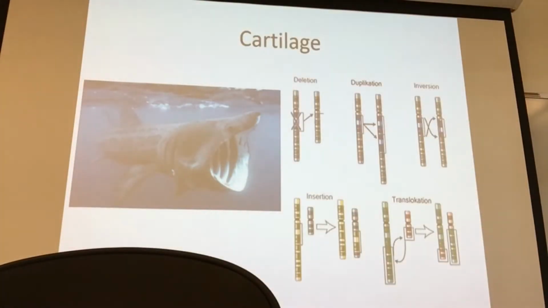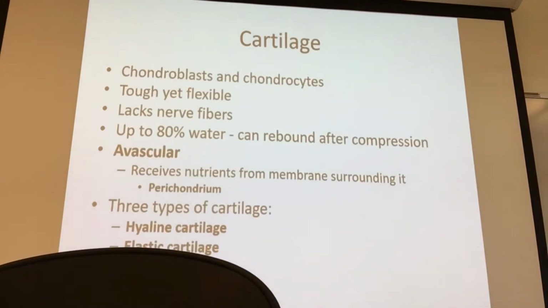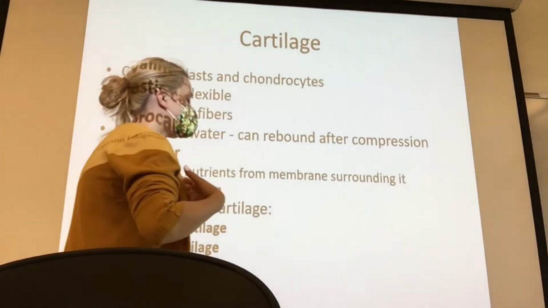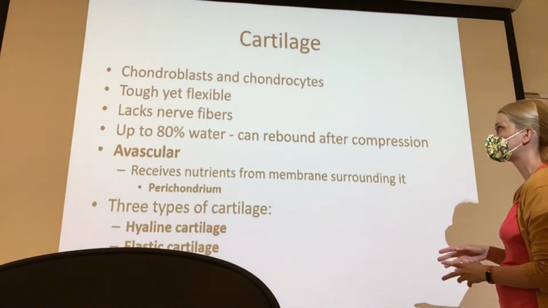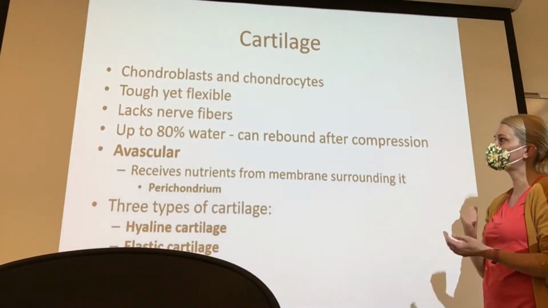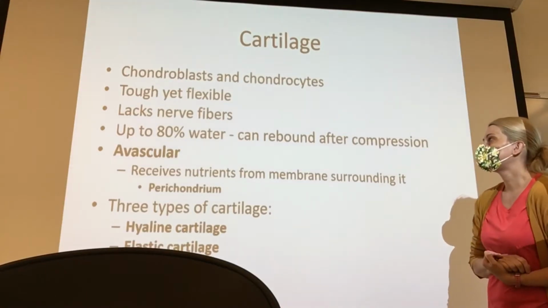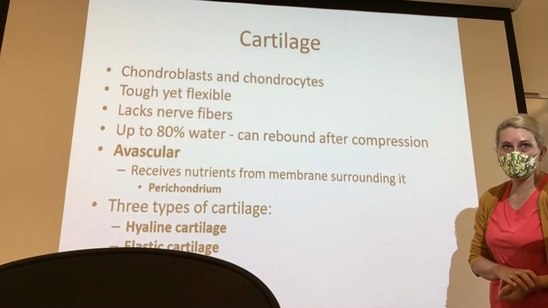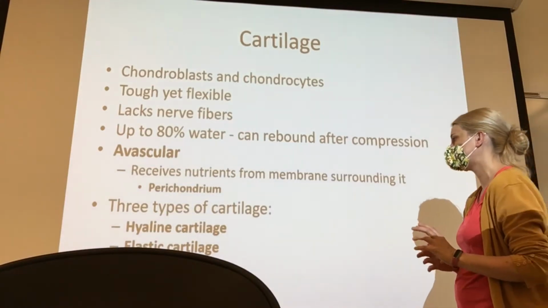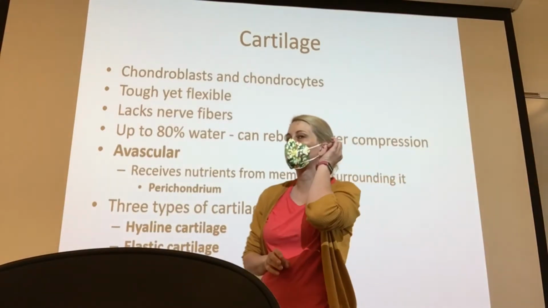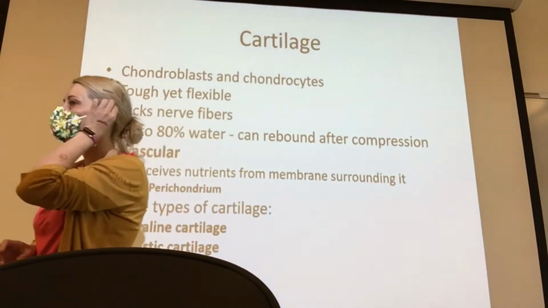About cartilage. Oh, I love cartilage. There's a shark, right? Chondroblasts and chondrocytes. We talked about a blastic and a cyte, right? So blastic is mitotic, cyte is stable. These are tough, but they have some flexibility. There's 3 types, right? And so they all have different types of flexibility. Like the one in your nose is going to have different flexibility than the one in your ear.